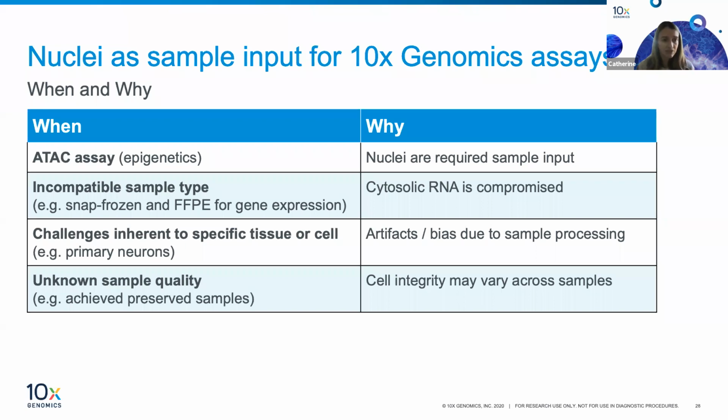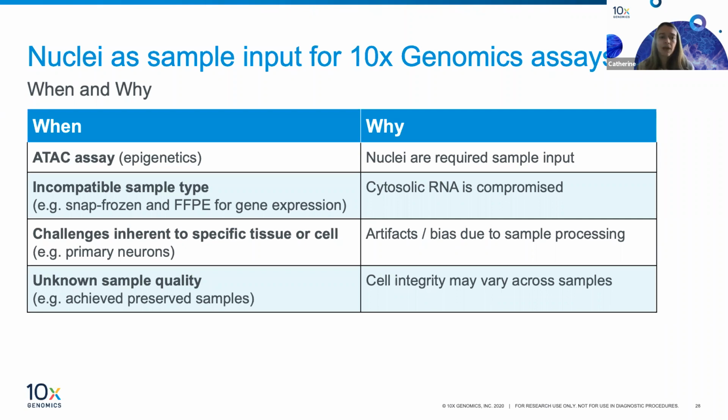An example is the snap frozen tissue we mentioned earlier, where we know the cell membrane and cytosolic RNA is compromised. There might be challenges that are inherent to the specific tissue or cell that you're working with that make it easier just to isolate nuclei. It might be difficult dissociating that tissue, or the cell size might be an odd shape or too large. The microfluidic channels support up to 30 microns, so you might choose to use nuclei instead.